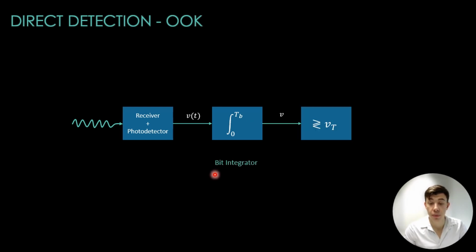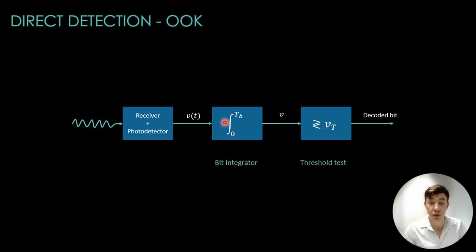Afterwards, we have a threshold test. The integrated voltage V from the bit integrator is compared to a predetermined threshold V_t. This acts as a decision-making step. If V is greater than or equal to V_t, the receiver interprets the received bit as 1. If V is less than V_t, the receiver interprets the received bit as 0. The outcome of the threshold test is the decoded bit, successfully retrieving the original binary information that we encoded onto the optical signal at the transmitter.